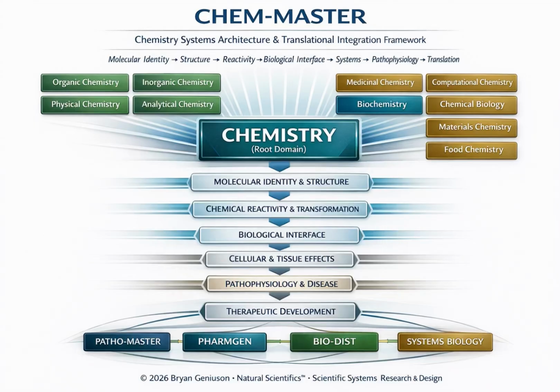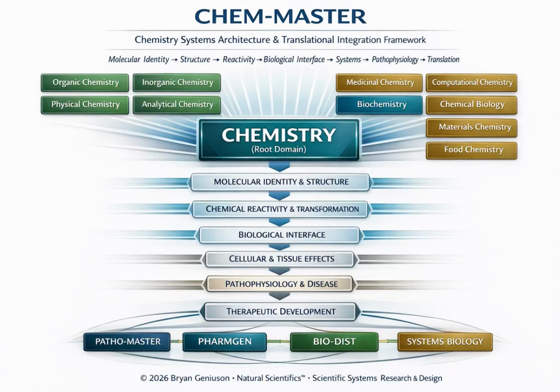Evidence supporting this framework is derived from both mechanistic and clinical domains. Mechanistic evidence includes molecular and cellular studies that define pathway interactions and biochemical processes. Clinical relevance is supported by translational and population-level research, linking chemical exposure and therapeutic intervention to measurable health outcomes.